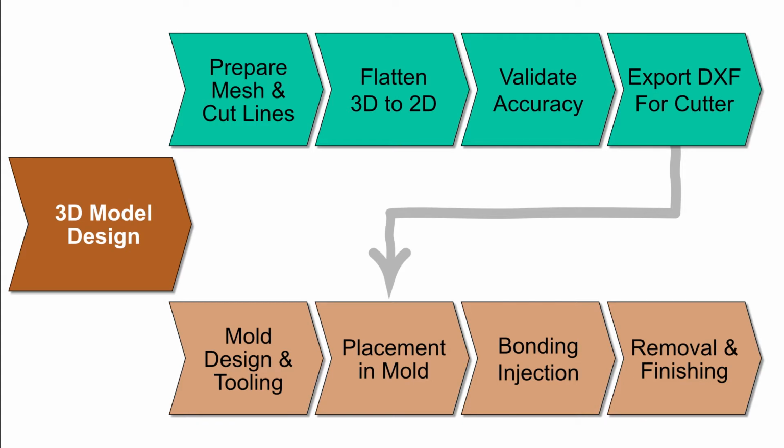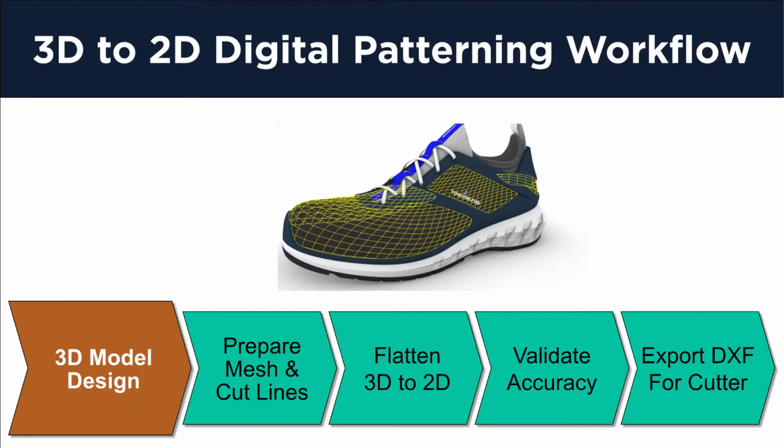The 3D bonding workflow also has four steps. They are shown at the bottom. Mold design and tooling, placement of parts in the mold, bonding injection, removal and finishing. Our product example today is a shoe that was modeled in 3D.